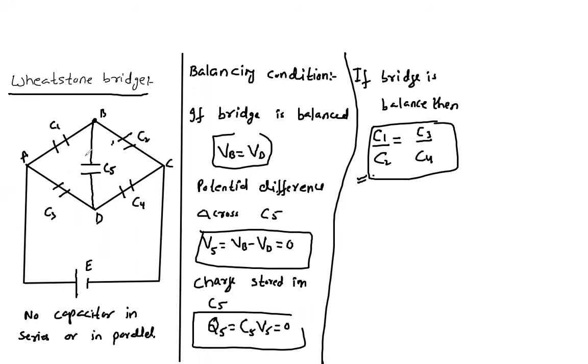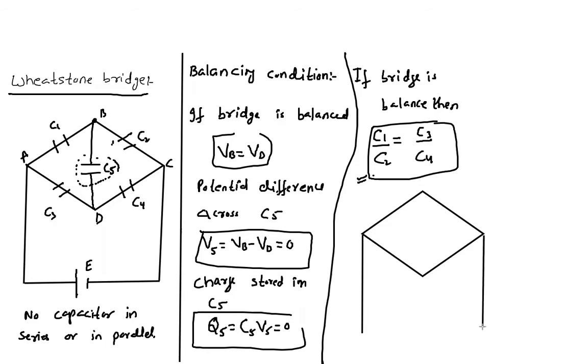Now, if your bridge is balanced, that means no charge is stored in this C5. If no charge is stored in C5, that means C5 is not making any significant contribution in your circuit. You can simply remove it. C5 is doing nothing here, so you can just remove your C5.